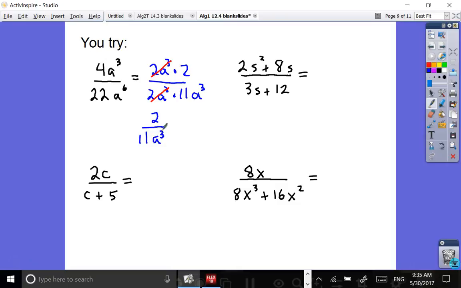What's it going to be? What can you see that you'd be able to cancel out on the top right? Edric, what you got? Well, if we take a to the third from a to the sixth, that leaves a to the third. Remember, what do you do when you're multiplying the same base and they've got exponents? What do you do with the exponents? You add, right? So 3 plus 3 is 6. So when you factor out 2a to the third, you should have 11a to the third.